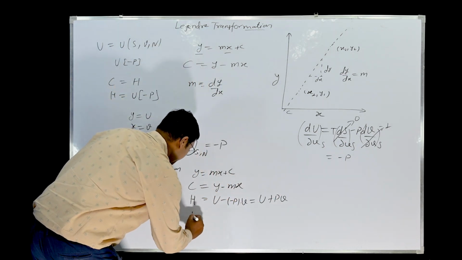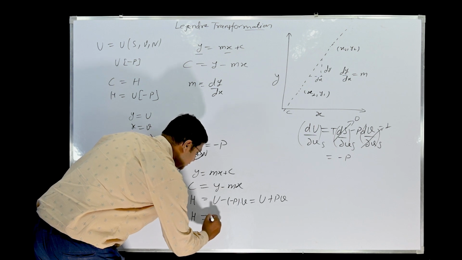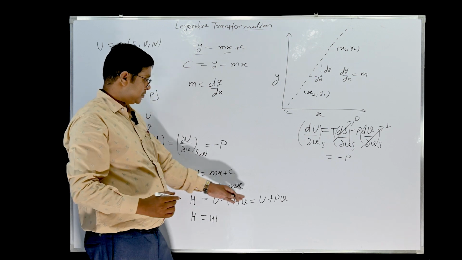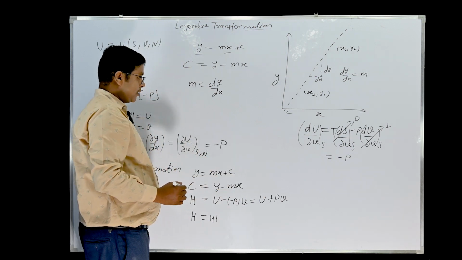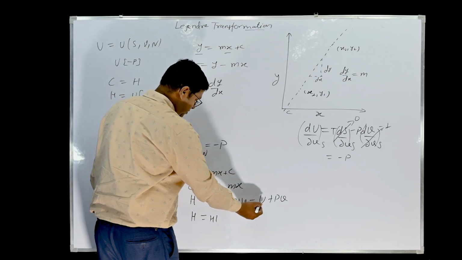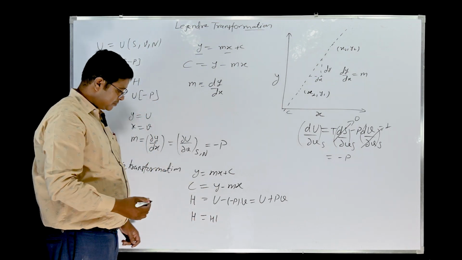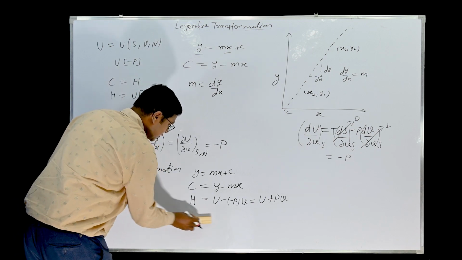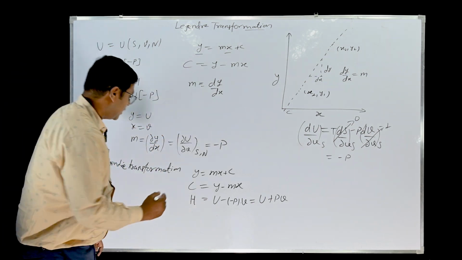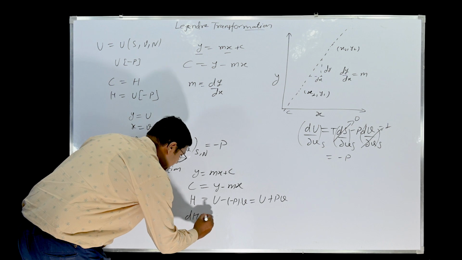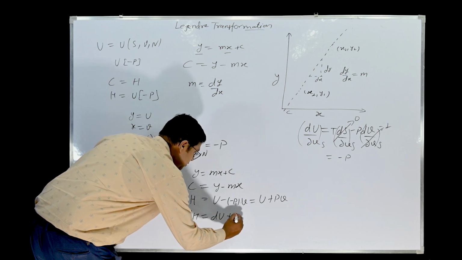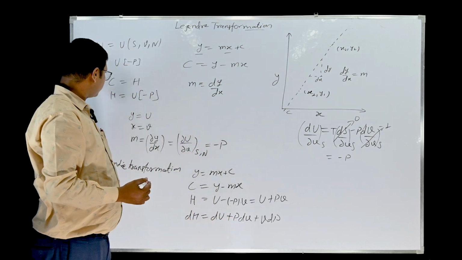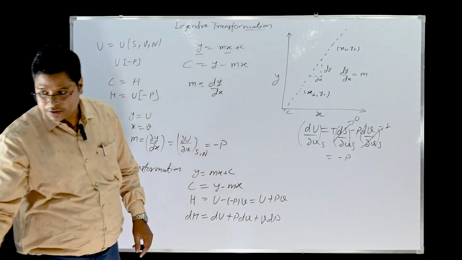So here we can see H is a function of U plus PV. If I differentiate both sides, I can write dH is equal to dU plus PdV plus VdP. I can replace here.